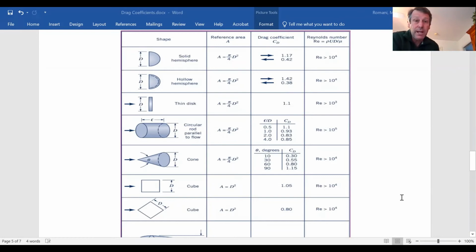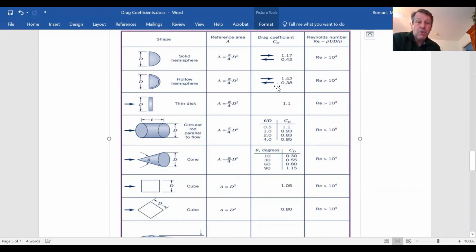Does it even apply? All right, well, I got two choices here, a solid hemisphere or a hollow hemisphere. Clearly, the hollow hemisphere would be the better choice because a parachute's hollow. How about the reference area? Pi d squared over 4. That's making a lot of sense. That would be the frontal area, the area we would see if we were looking up at the parachute.